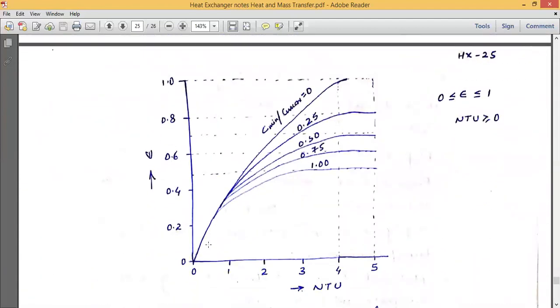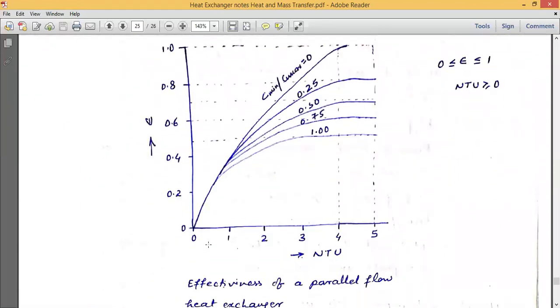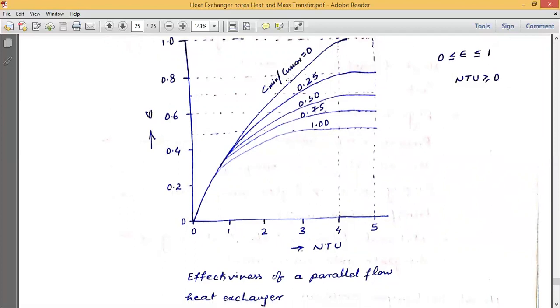So let's see what the variation is with respect to NTU. How does it vary? Effectiveness is shown on the ordinate and NTU is shown on the abscissa. The limit is 0 to 1. Effectiveness will vary from 0 to 1, whereas NTU may have some value. So the variation we observe is like this, and there is also the variation in C minimum upon C maximum. So this is for the parallel flow heat exchanger.